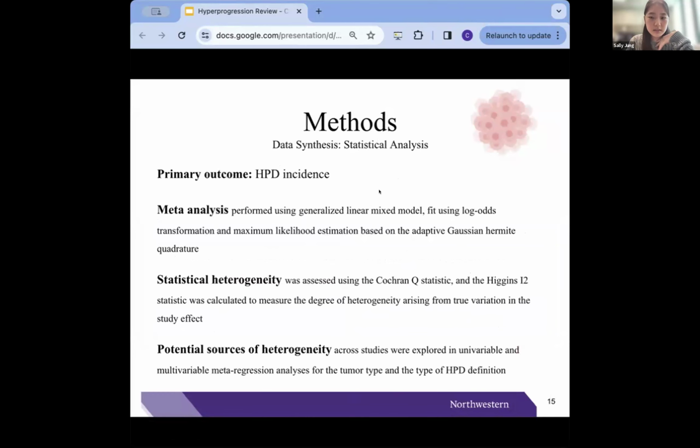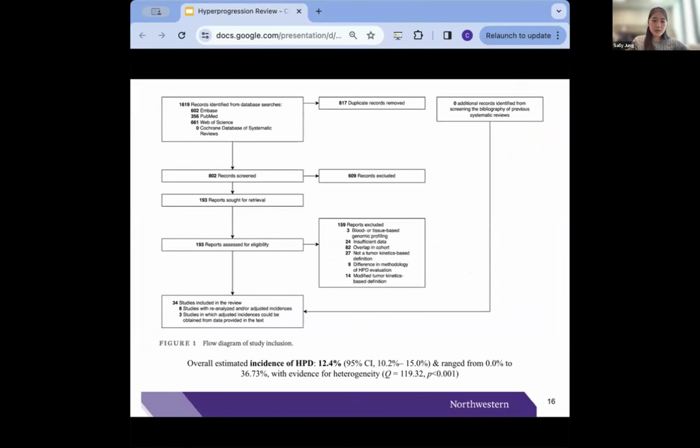And then they did statistical analysis. The primary outcome was HPD incidence, and then meta-analysis, statistical heterogeneity, and potential sources of heterogeneity. They looked at these through statistical analysis. This meta-analysis included 34 studies from 12 countries. In total they reported 558 cases of HPD among 4,117 patients across 7 single tumor types and mixed tumor types.